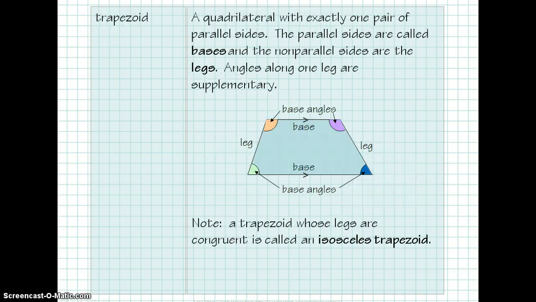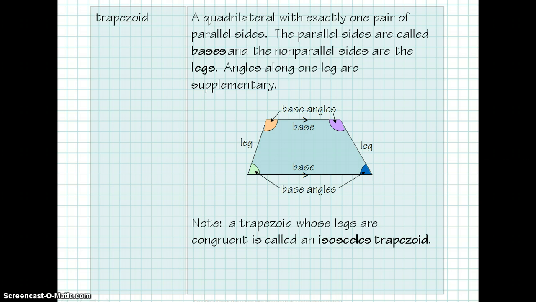Now, trapezoid should be familiar to y'all from before, but it is a quadrilateral with exactly one pair of parallel sides. The parallel sides are called the bases, the non-parallel sides are the legs. Whether something is a base or a leg is totally dependent on whether it's one of the parallel sides or not, not on how the trapezoid is turned. A base is one of the parallel sides. And because these two bases are parallel, any of my angles along the leg are supplementary, going back to your same side interior angle stuff.